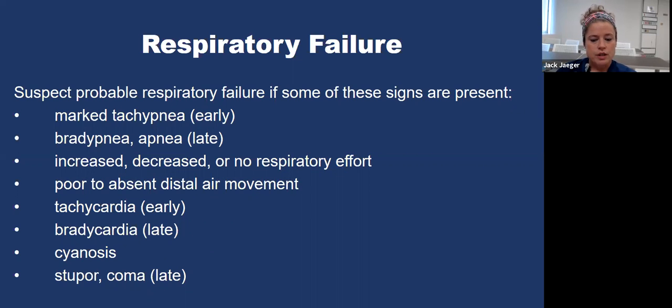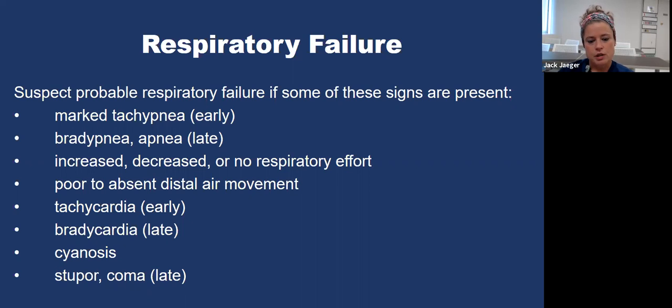Respiratory failure. These are some of the signs. Marked tachypnea, they're breathing quite rapidly, but eventually that's going to slow down to become bradypnea or apnea when they wear out. Increased respiratory effort, then it'll become decreased, and then you'll have no respiratory effort. Poor to absent distal air movement, so when you listen to the lungs, you won't hear as much movement of air all the way to the bases.